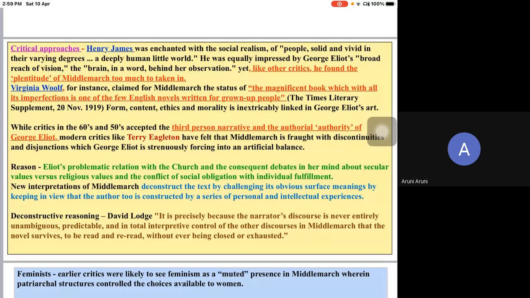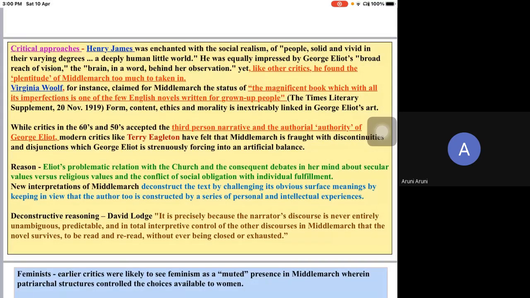Now, the reason for this was that Eliot herself had a lot of debates in her mind regarding her identity versus where she stands in relation to the church, and her commitment towards social norms versus her individual fulfillment. These were all contradictory, conflicting thoughts that were happening in her own mind.